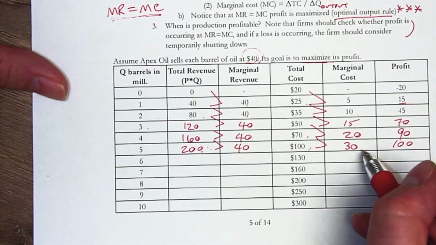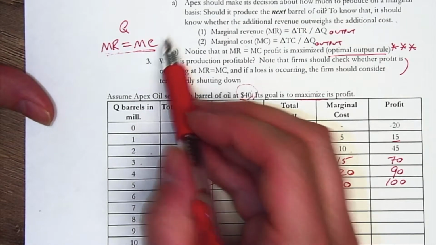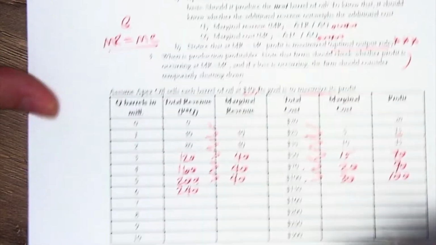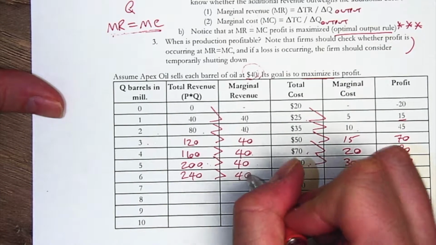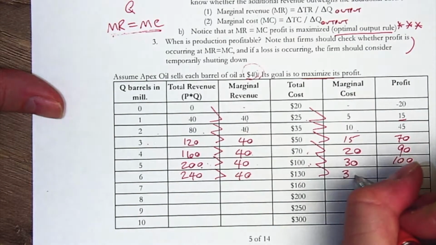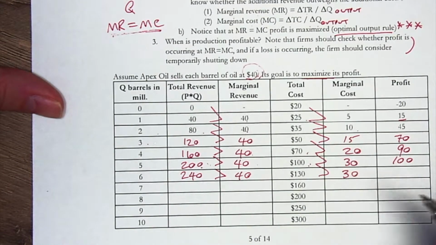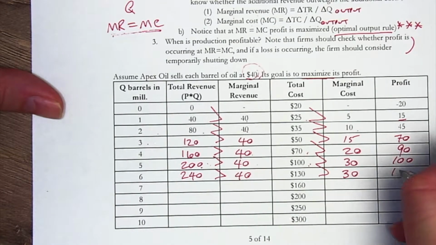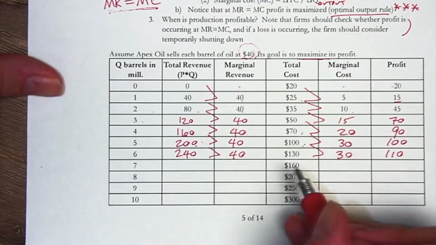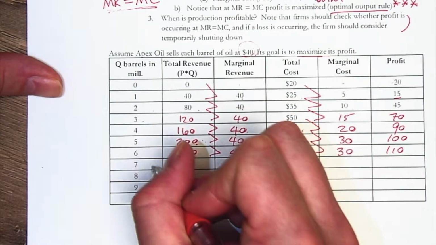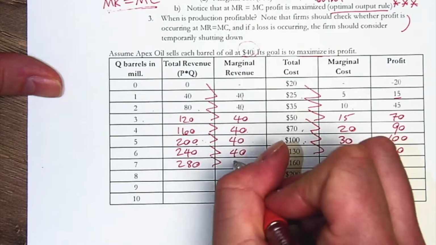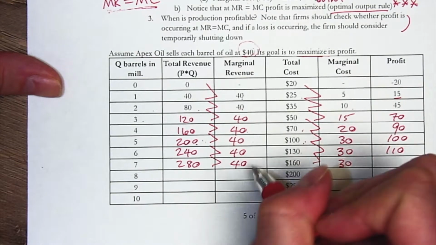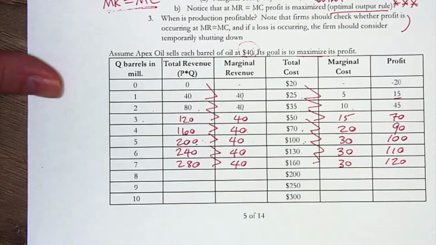All right, well, 40 is still not equal to 30. We're comparing MR to MC. 40 is still not equal, so let's produce the next one. 6 times 40 is 240, and so the change is 40. Here, the change is 30 still. So the cost went up 30. And on this one it's 240 minus 130, so we had 110 worth of profit. We should still keep going. 40 is not the same as 30. So 7 times that is 280, the change is 40, and the change here, 30, is still not equal. 120 in profit. Profit's still going up.